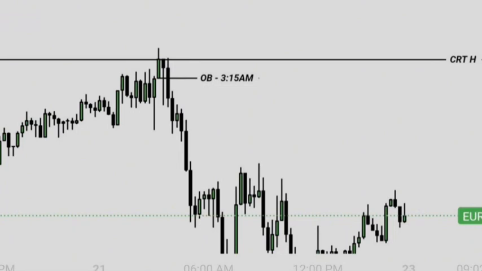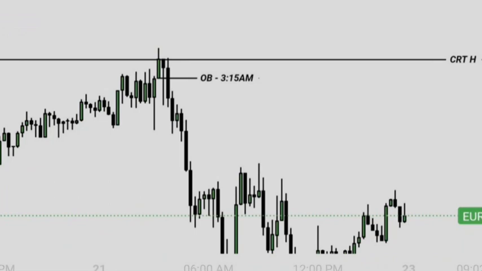Now if you have not watched my previous video where I teach on model 1 entry, you should go and watch that video so you understand model 1 entry. But if you already understand model 1 entry, all you want to be looking for now is your model 1 entry formation on the 15 minutes.